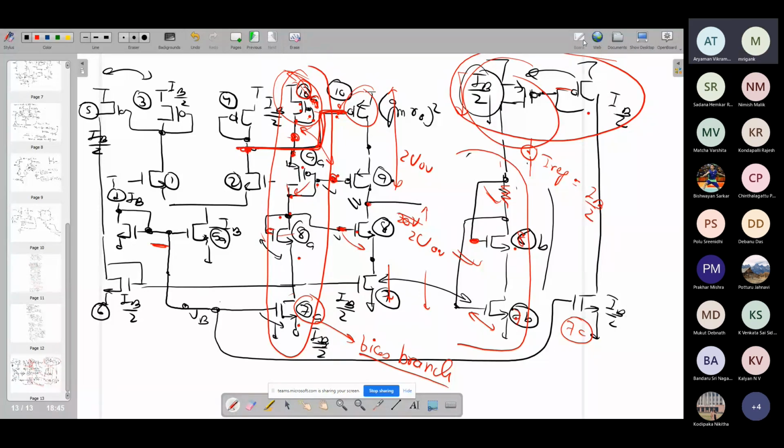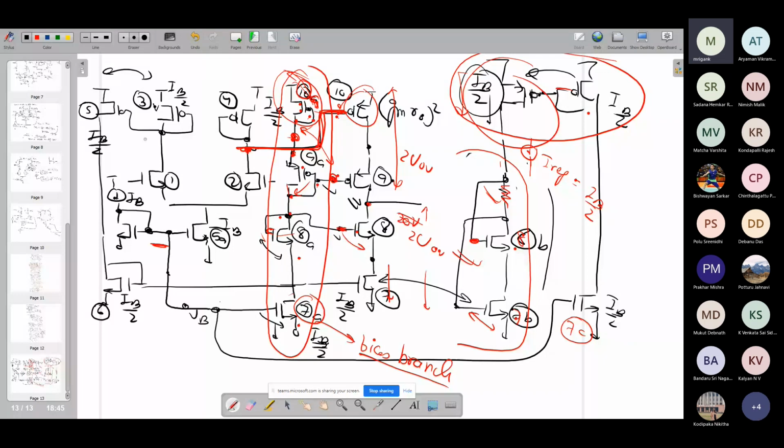And for M9, wait a minute. Where is M3? Sorry, M3 is here. How will you give the bias of M5? Give the bias of M3 to M9, right? And adjust the W by L. Give the bias of M3 to M9. Oh, that is not appropriate, right? So you have to look at what is appropriate.